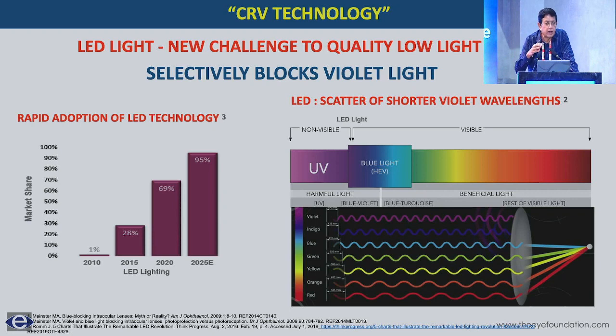The violet light, which has the lower wavelength, causes much of the scatter, deterioration in the quality of vision. But the blue light is good for mesopic vision, good for the quality of vision, and has a role in circadian rhythm also. So by blocking the violet light and allowing the blue light to pass through, the good light takes part in the visual phenomenon, while the scatter by the violet light is reduced.